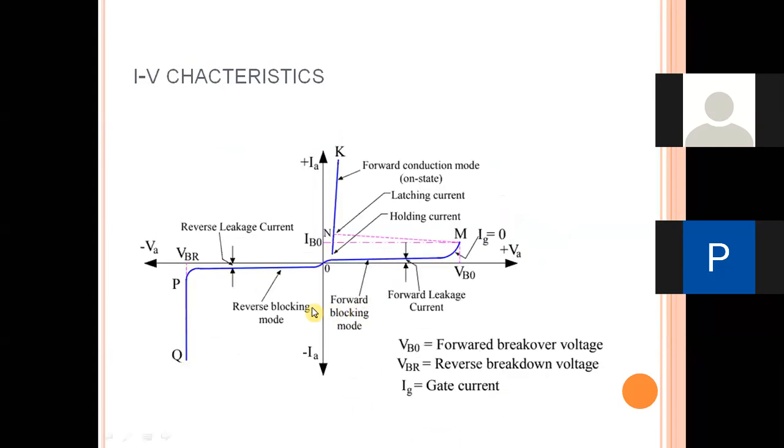In these characteristics also, from 0 to this point represents minus VA, that is the reverse voltage applied across the device. From 0 to this way, it represents the positive voltage applied between the anode and the cathode. As we are speaking about 0 to minus VA, the device is considered to be applied with a reverse voltage. In this reverse voltage, J1 and J3 are reverse biased, and J2 is forward biased. So here also there is a small leakage current. This particular magnitude represented by this arrow is the reverse leakage current.